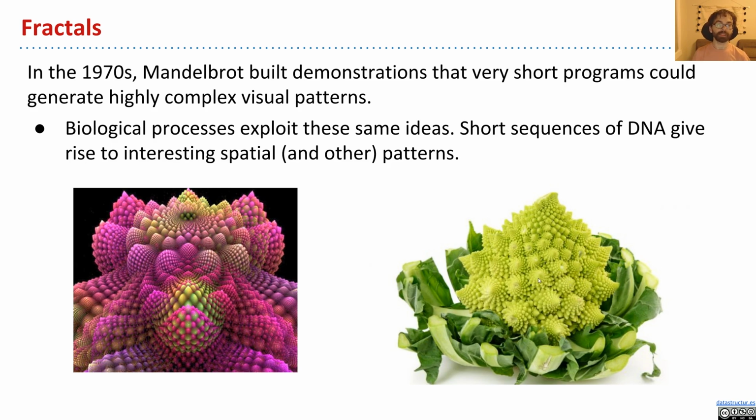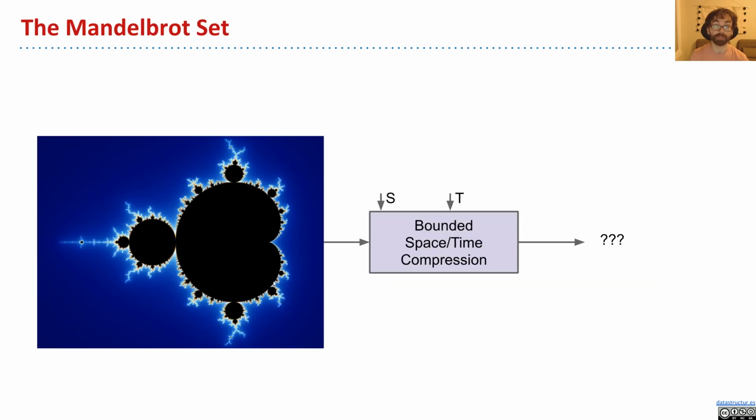And so this implies to me that biological processes exploit these same ideas, these tiny, subtle programs that can actually give rise to very complex patterns. That is, a short sequence of DNA in this cauliflower is able to give rise to this nice 3D structure, in the same way that the program that generated this right here is very short. Okay, so we haven't talked about fractals in this class, but the basic idea is that the code for this thing, despite its complexity and beauty, is extremely short.